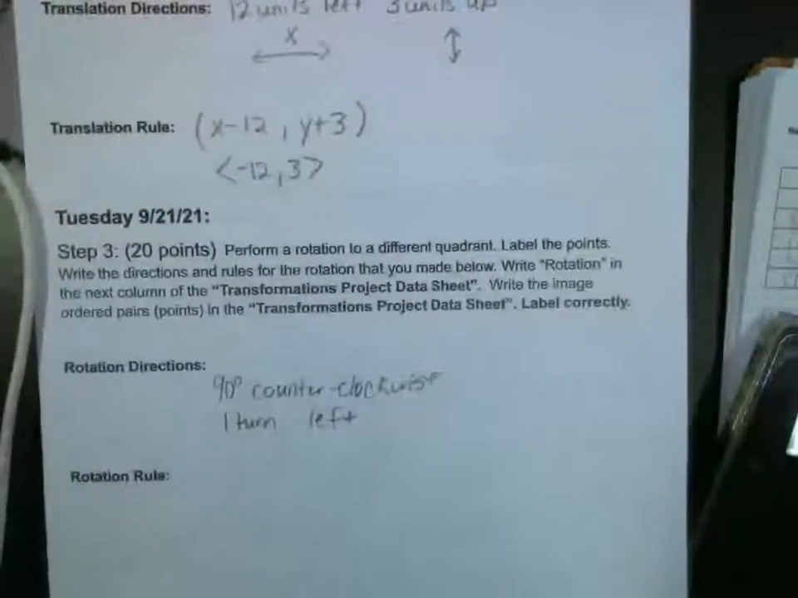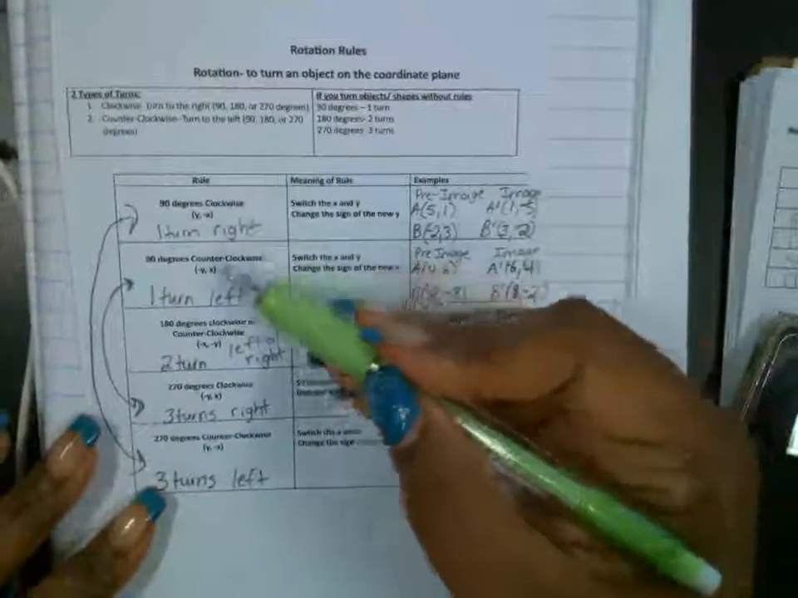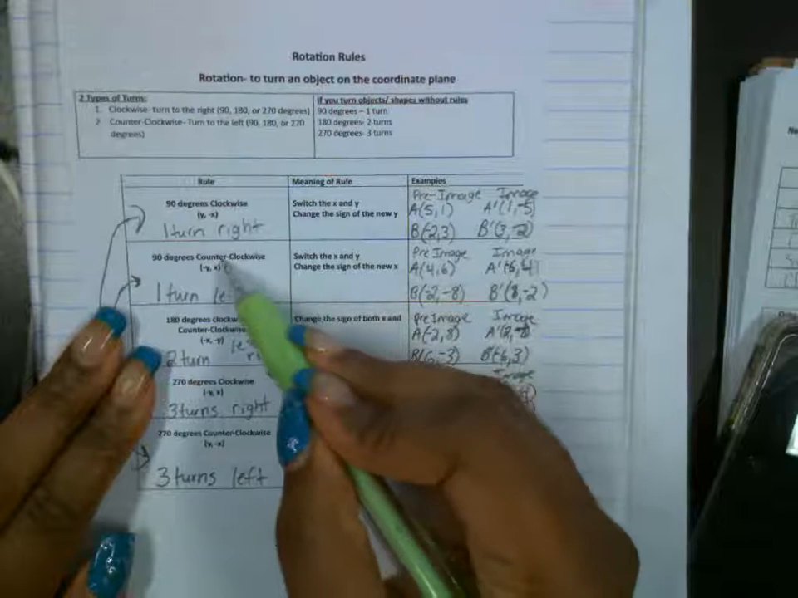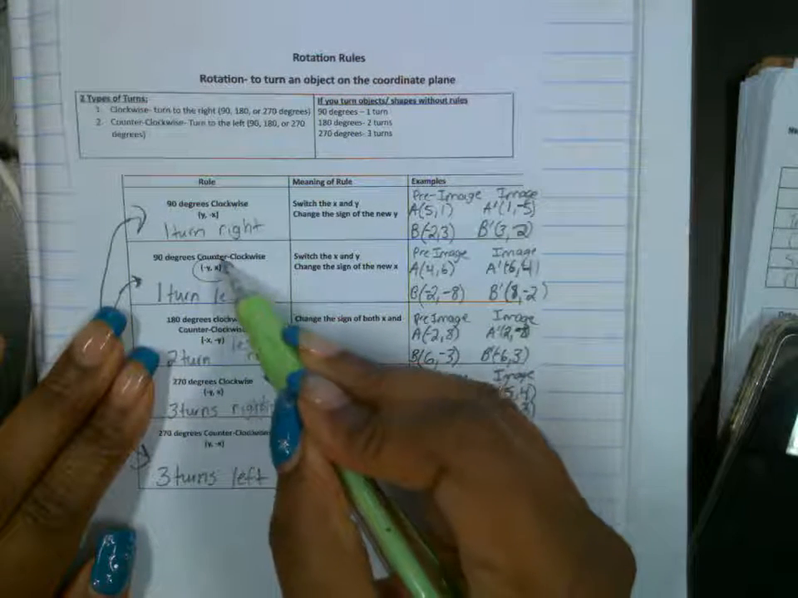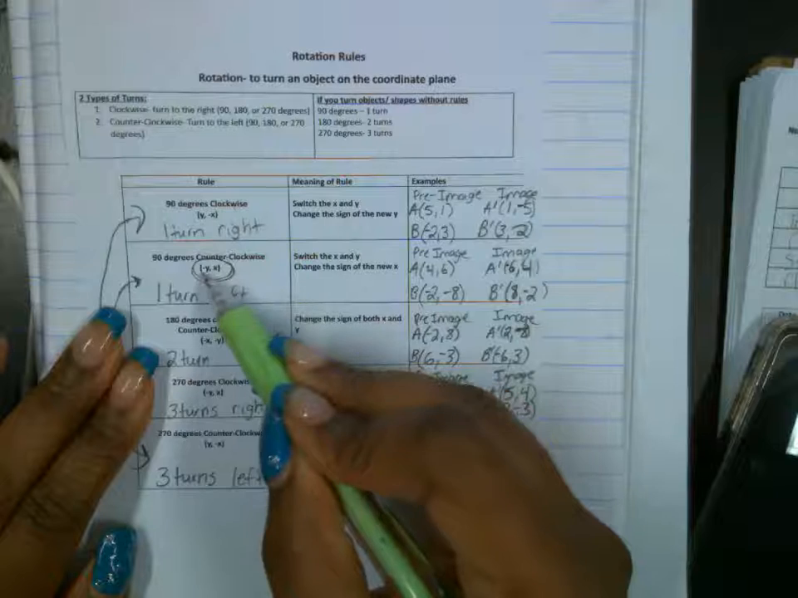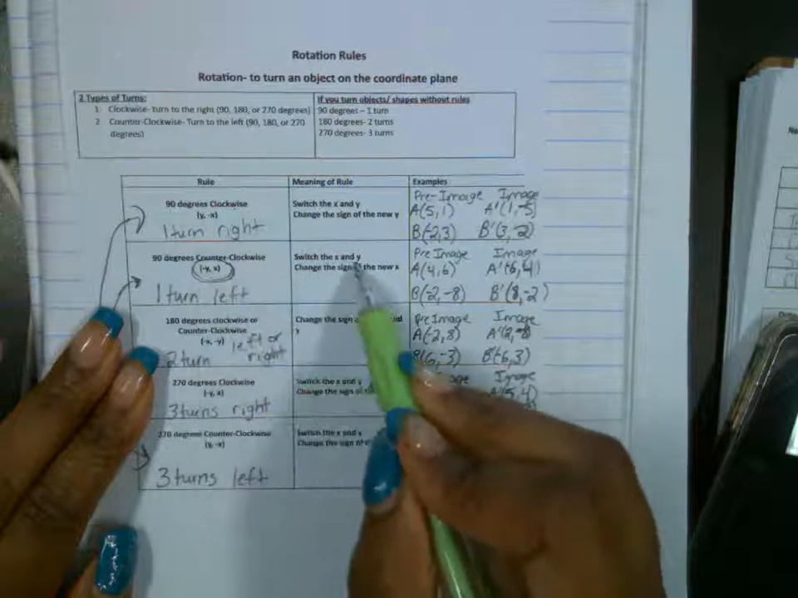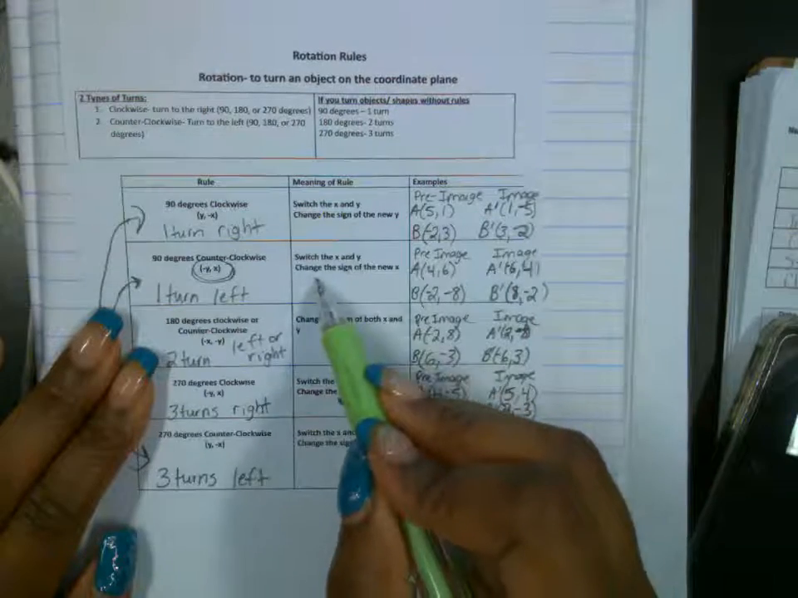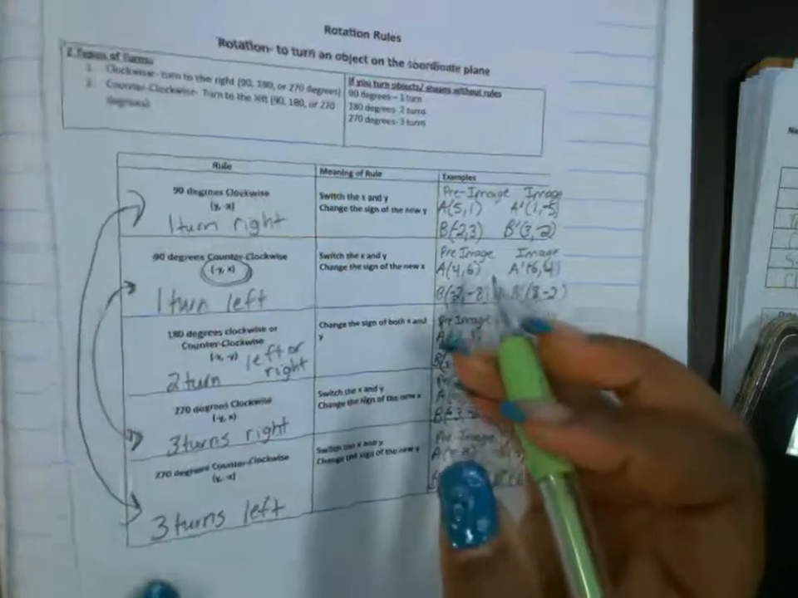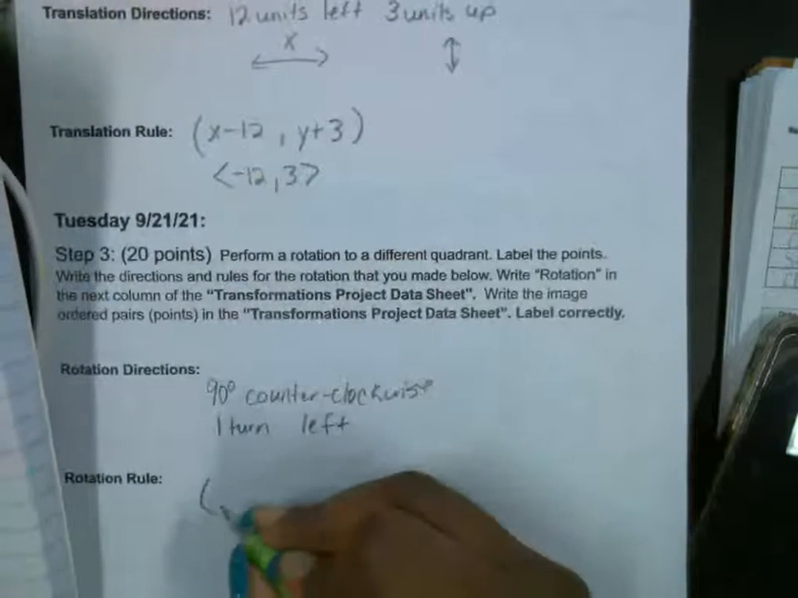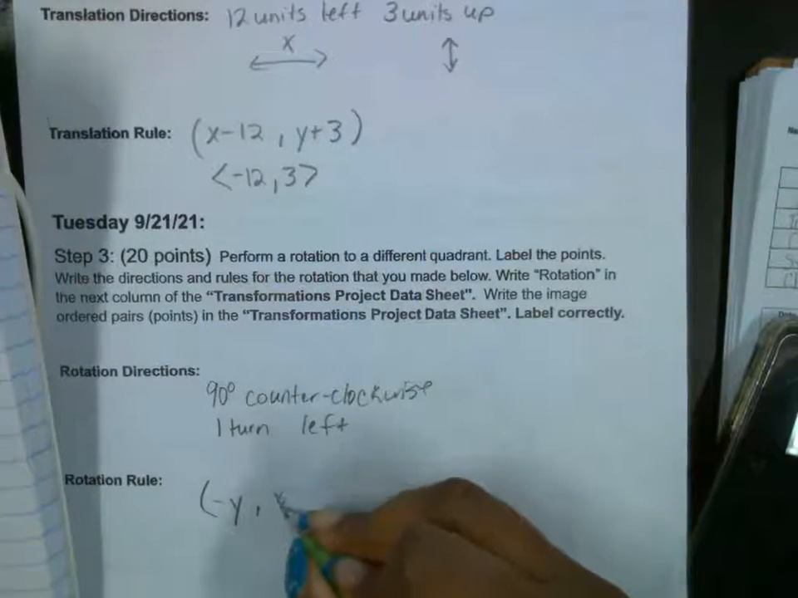The rule, remember I told you, the rule is in the interactive notebook. Fourth period, this is your notebook. In the interactive notebook, we have that rule for rotations. And you look for the one that says 90 degrees counterclockwise, and this is what you write for the rule right here. Negative y, comma, x. So that means you're going to switch x and y, and change the sign of the new x. So the rule here is negative y, x.